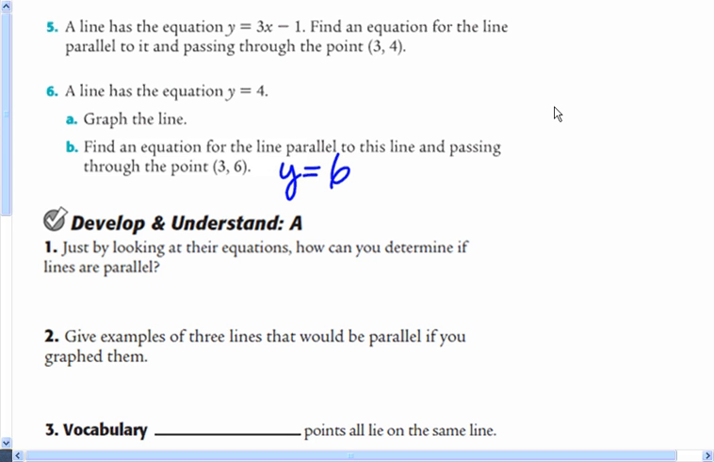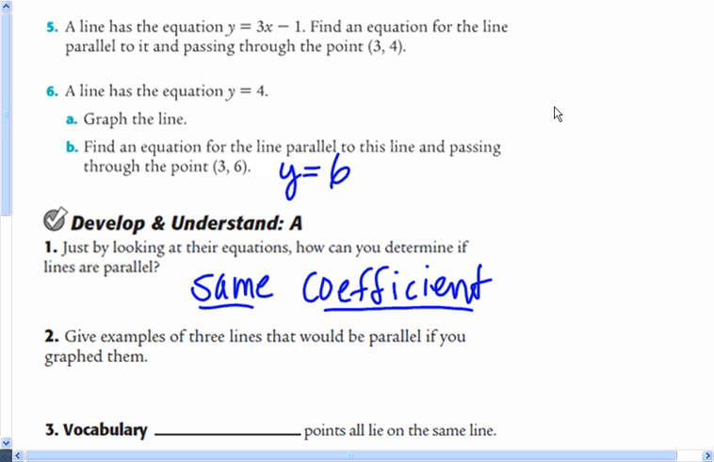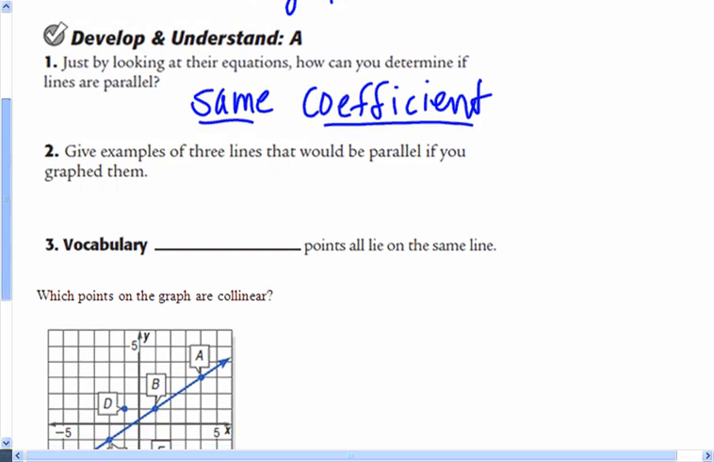All right, just by looking at the equations, how can you determine if lines are parallel? They will have the same coefficient. Give examples of 3 lines that would be parallel if you graph them. So make sure that you have the same coefficient when you do that. We'll do that in class. And this vocab will lead us into the next lesson.